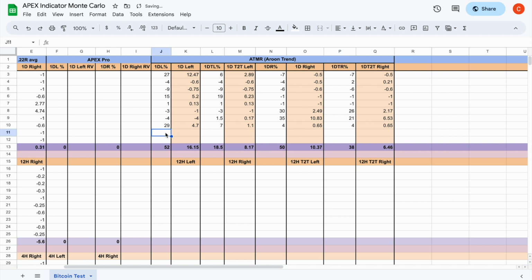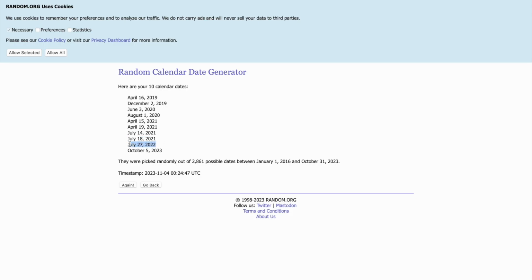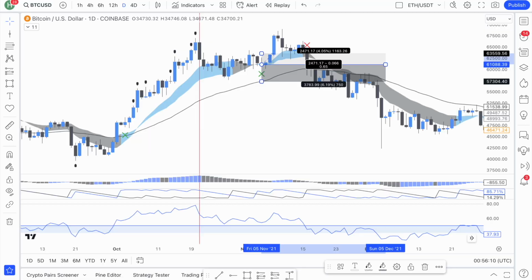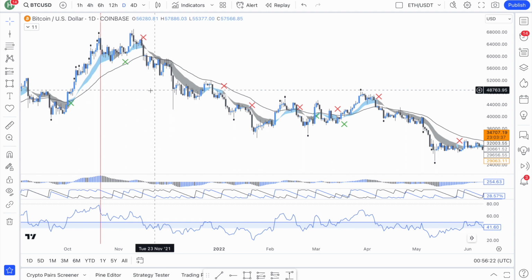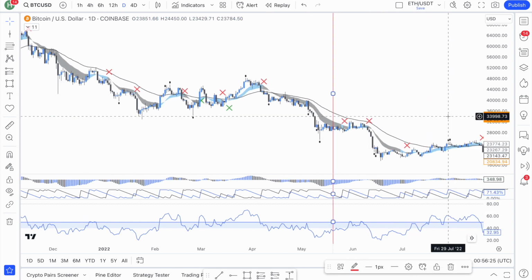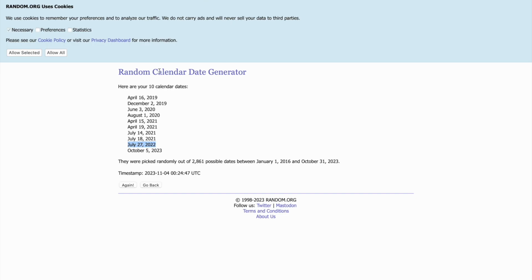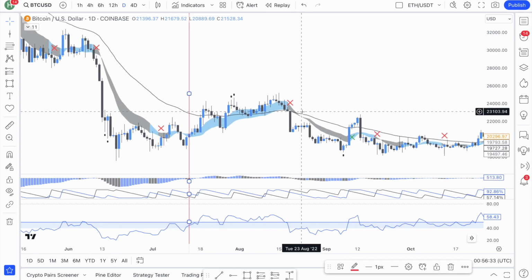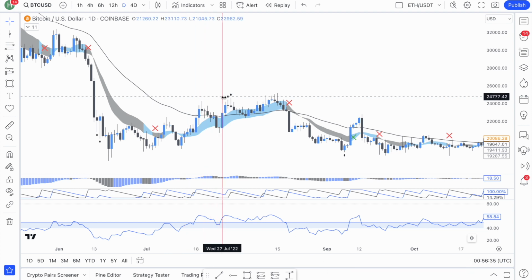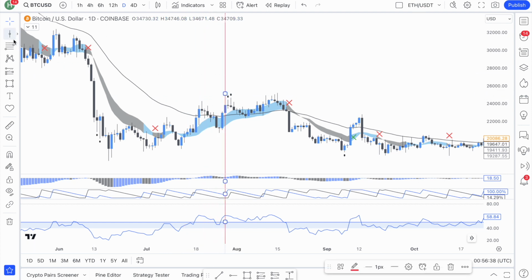All right, two more to go, and then we'll look at this, and then I might take a short break and then do the 12 hour, and we'll see how that goes. So July 27th, 2022. July, what did I say? July 27th. That's what I thought. July 27th, 2022.